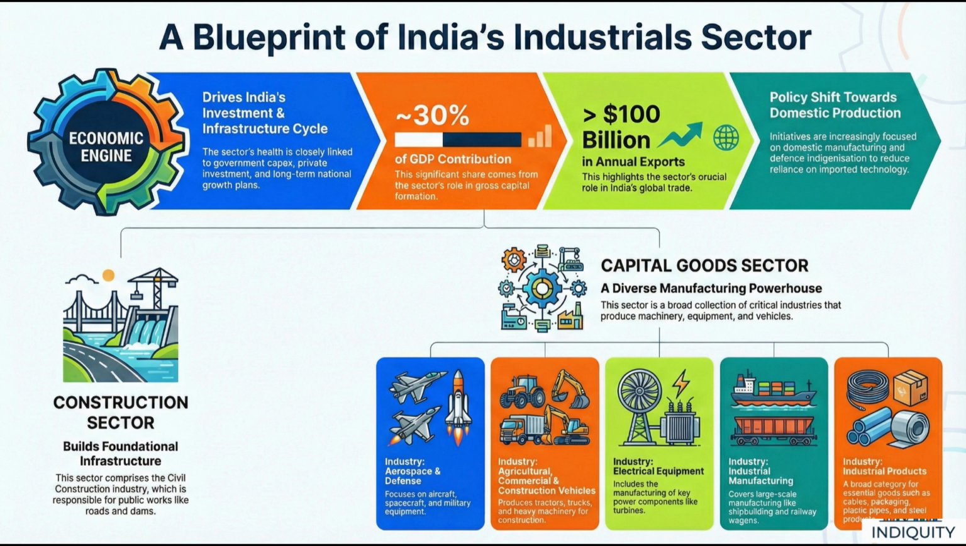Industrials is split into 2 main sectors: construction and capital goods. The construction sector contains a construction industry, specifically the civil construction basic industry, which builds infrastructure like roads and dams. The capital goods sector is more diverse and includes the aerospace and defense industry and the agricultural, commercial, and construction vehicles industry. It also features the electrical equipment industry for power components like turbines, the industrial manufacturing industry for shipbuilding and railway wagons, and a broad industrial products industry covering items like cables, packaging, plastic pipes, and steel products.